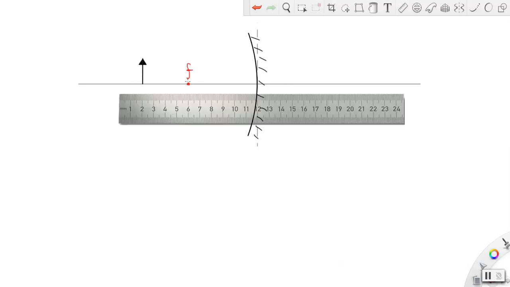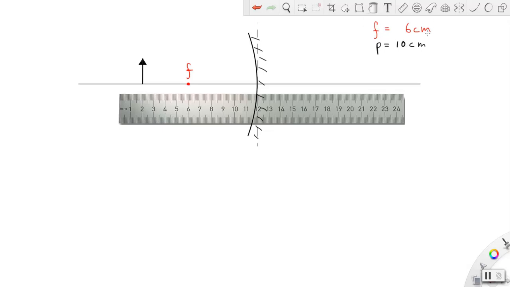As you can see, I've put the focal length at the 6 centimeter mark and that's about 6 centimeters away from our 12 centimeter mark, the optical plane. And the object at the 2 centimeter mark, which is 10 centimeters away from the optical plane. So we would label that our focal length is given as 6 centimeters and our object distance is given as 10 centimeters. Remember, the object distance is always positive, but the focal length, is it positive?